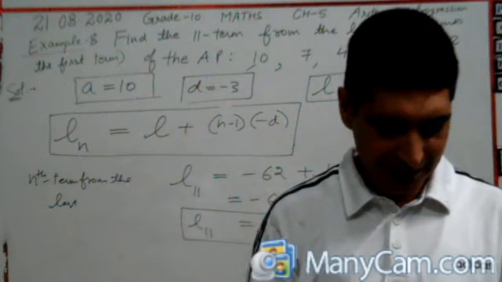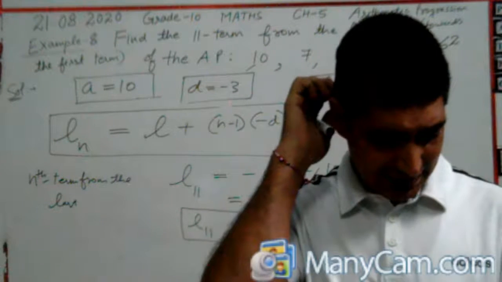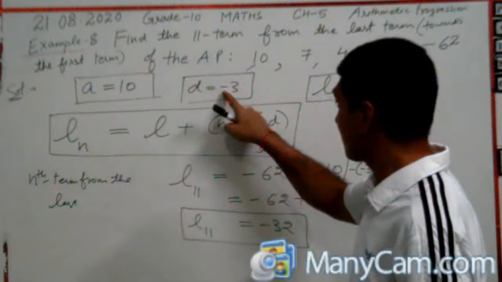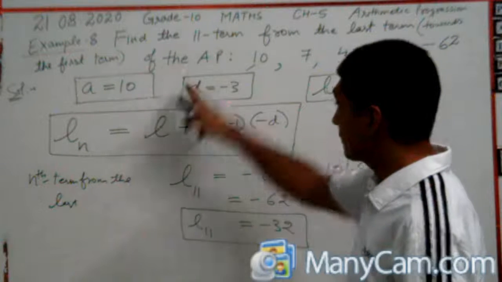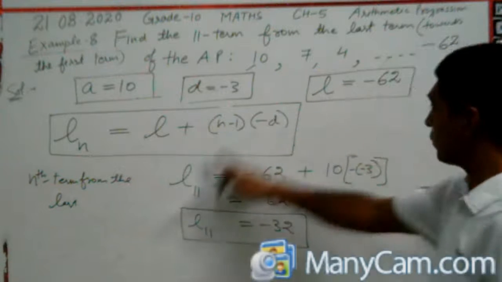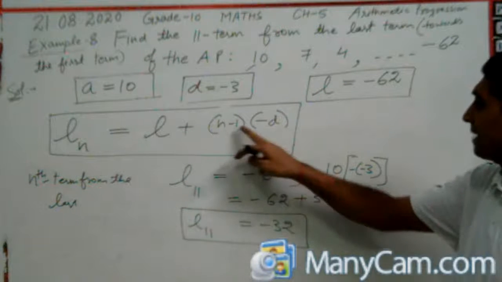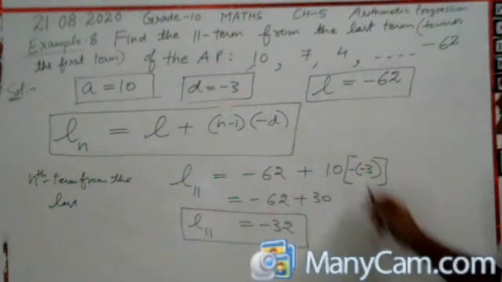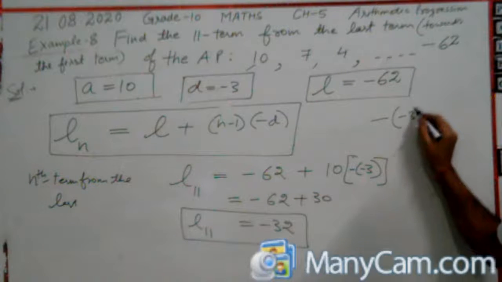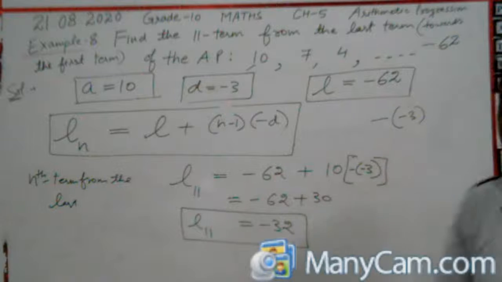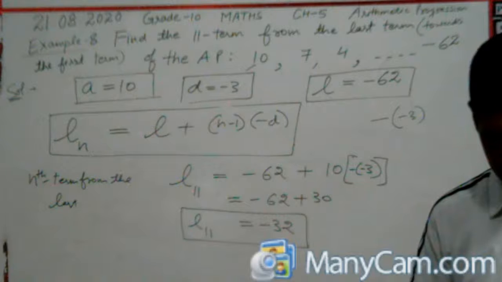Then Kavya is saying, sir, d here is 7 minus 10, that is minus 3. But when we are changing it, the formula is: the last term is minus 62, so minus 62 plus n minus 1 into minus of d. Here it is minus of d. D is already minus 3, so minus of minus gives plus. Ikri, thank you. It's all clear.